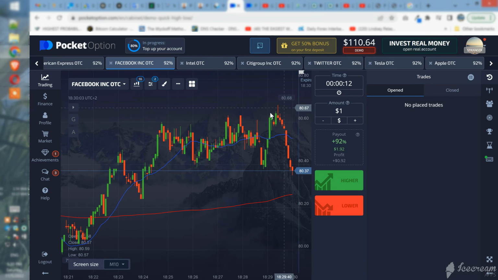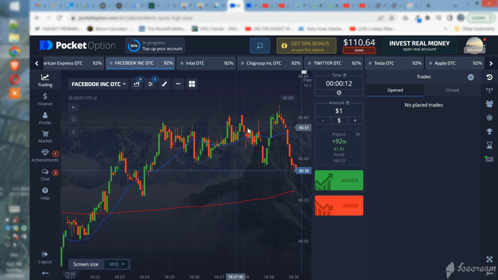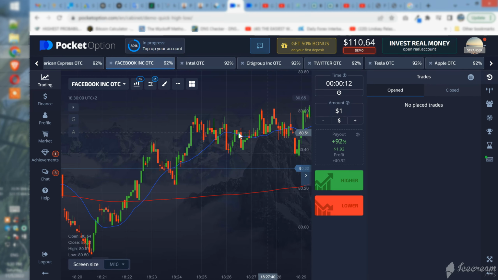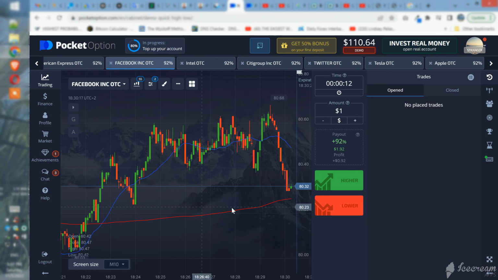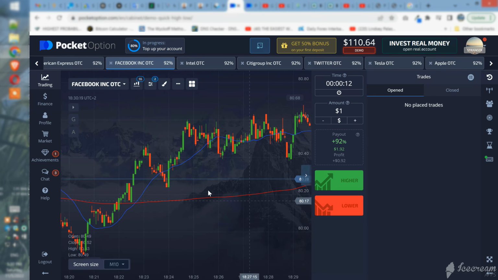And basically here I don't know if I would enter this trade, but basically if I enter it would be still profitable because in 12 seconds it will be still up. But this was not such clear. I will explain the strategy a little bit later.